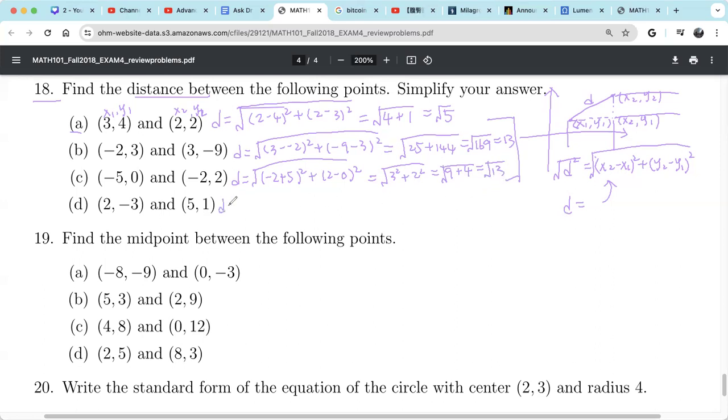And for this one, the difference in x, 5 minus 2, 3 squared, plus the difference in y, minus negative 3 becomes 4, 4 squared. So 3 squared is 9, 4 squared is 16, 9 plus 16, 25. The square root of 25 is 5.